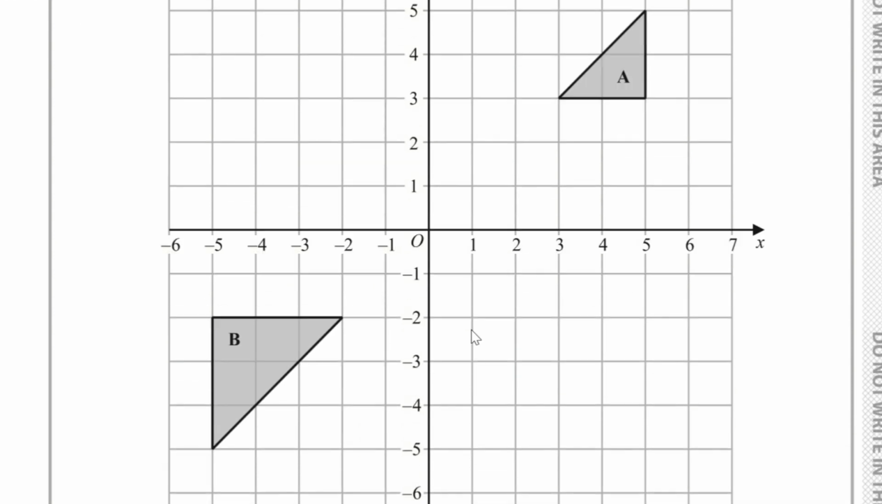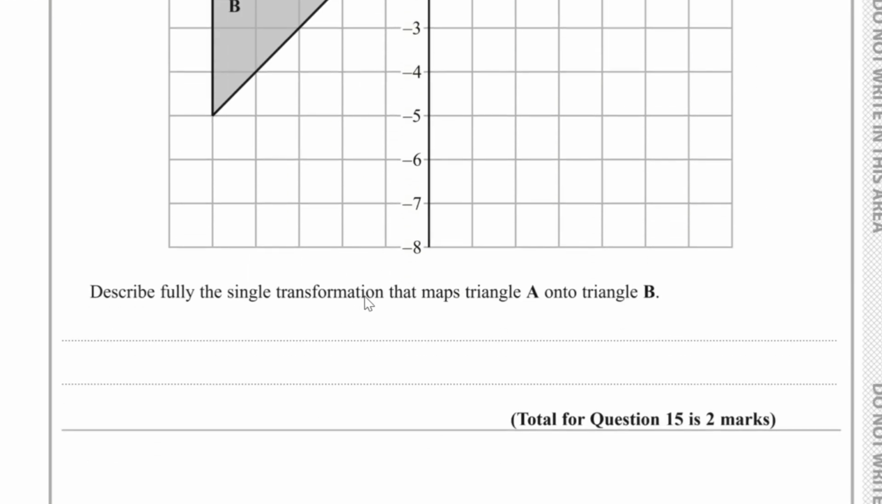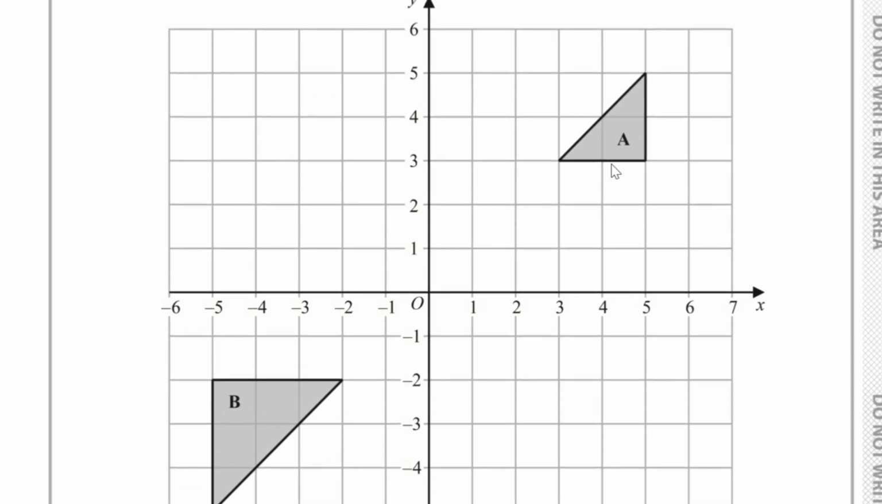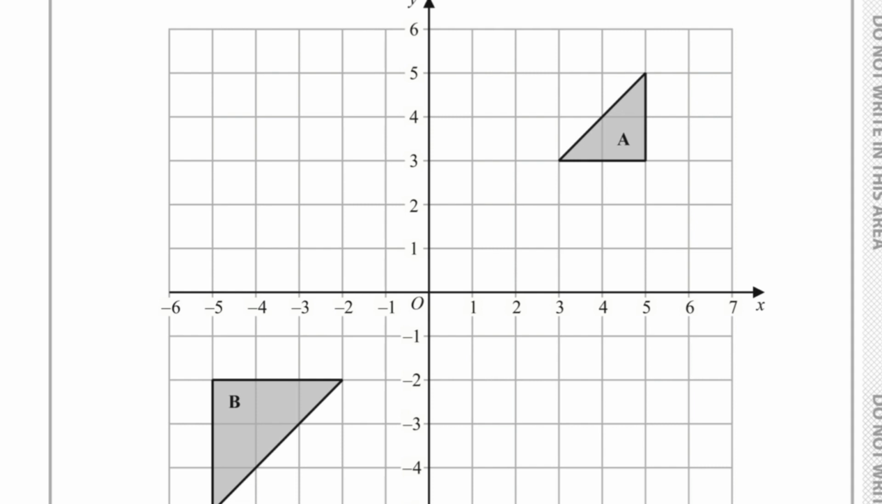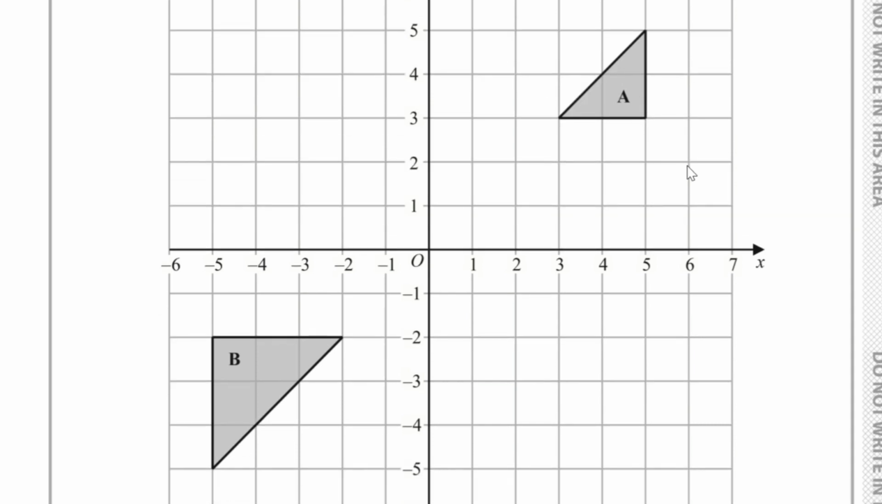Question number 15. We have to describe fully the single transformation that maps triangle A onto triangle B. Well, clearly the shape's getting bigger, and what we need to do is match up the corresponding sides. So if we do that, let's match up this with this, and then we match up this with this, and then we match up this with this, and it turns out then that our centre is at 1, 1.